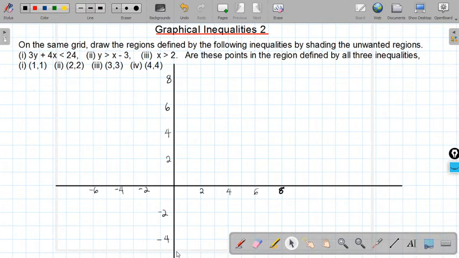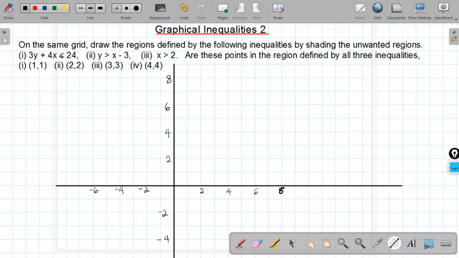Okay, let's look at this question. Graphical inequality 2. We have said something about graphical inequality 1 when we discussed when to make use of a dashed line and when to make use of a solid line.